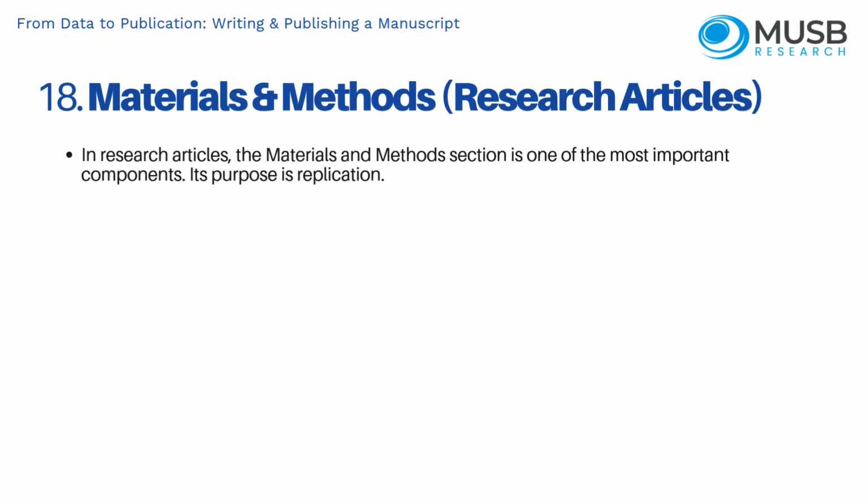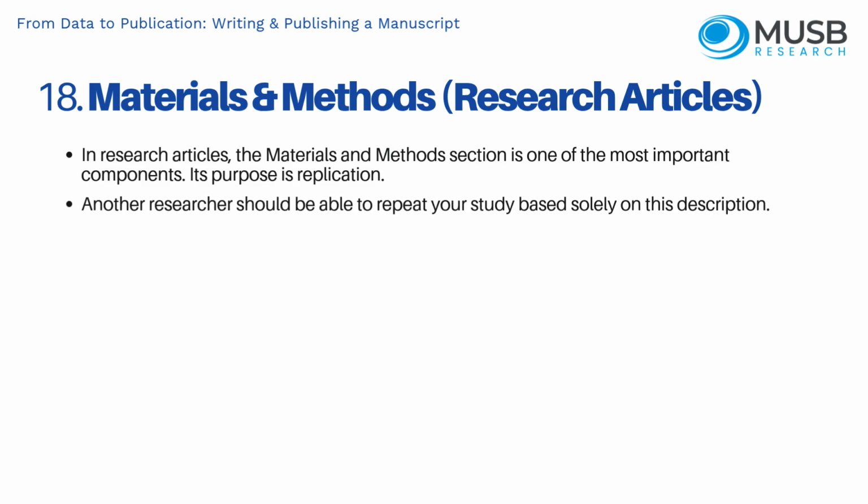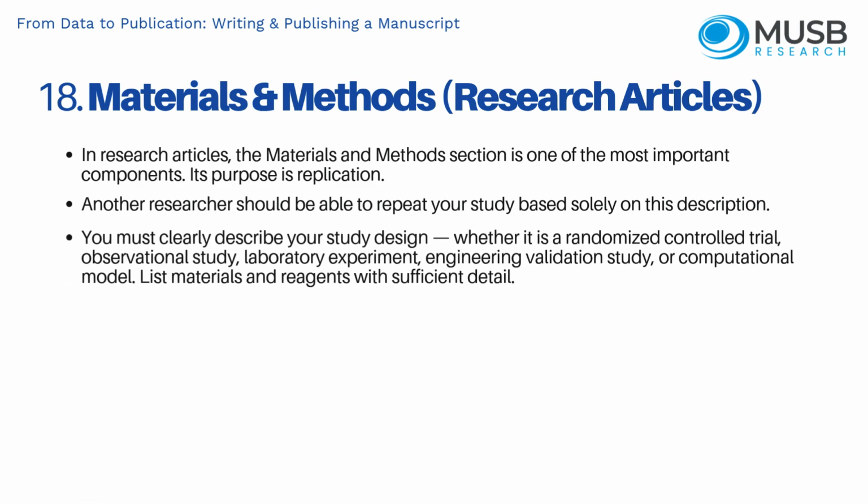In research articles, the materials and methods section is one of the most important components. Its purpose is replication. Another researcher should be able to repeat your study based solely on this description. You must clearly describe your study design, whether it is a randomized controlled trial, observational study, laboratory experiment, engineering validation study, or computational model. List materials and reagents with sufficient detail.